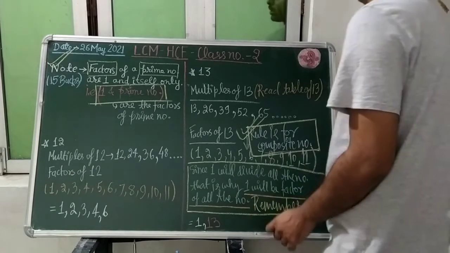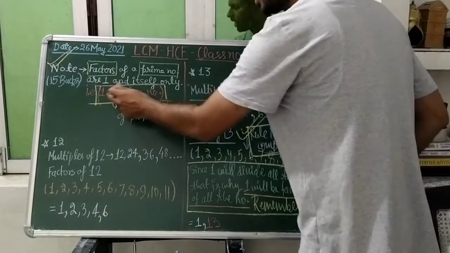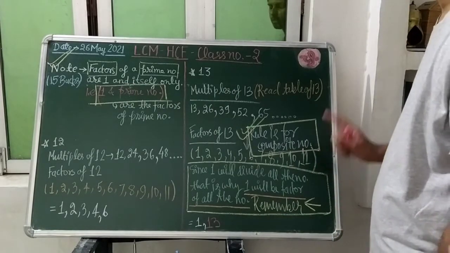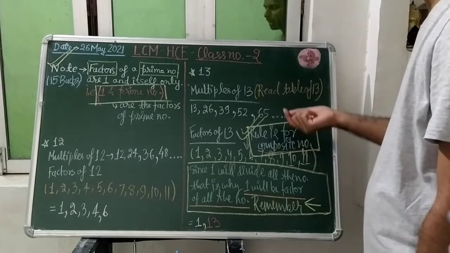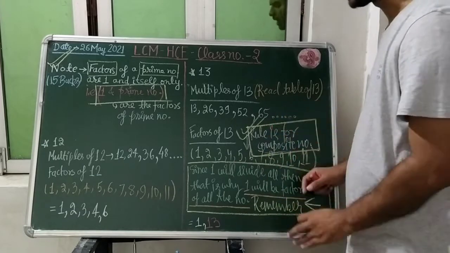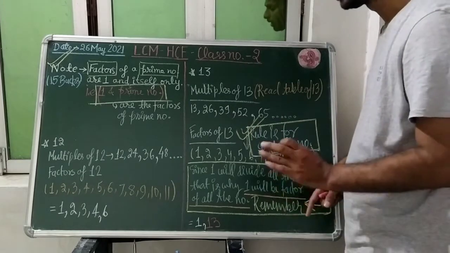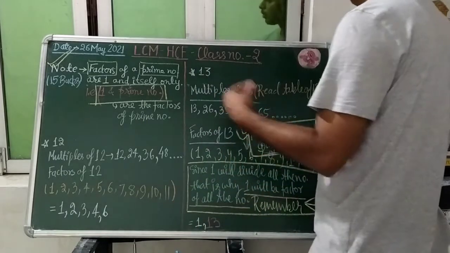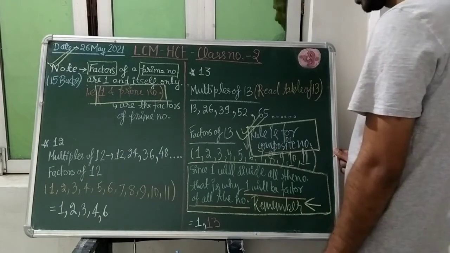So if we are talking about a prime, the factors of the prime will be 1 and the prime number. Okay. So this rule you will apply only for a composite number. And whenever you look that there is a prime number, you will remember that factors of a prime number are 1 and the prime number.